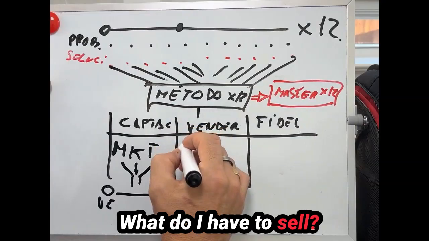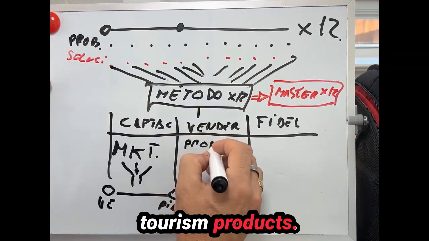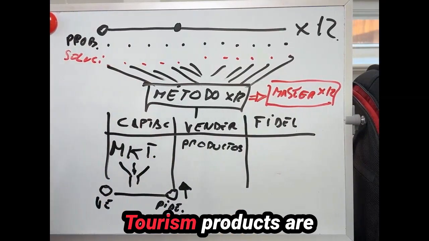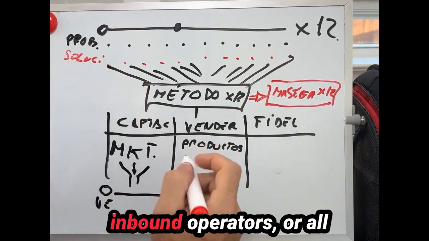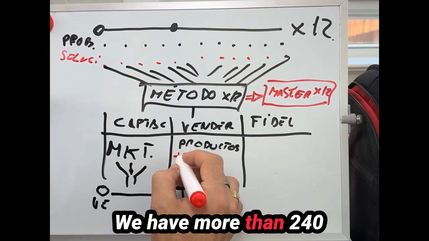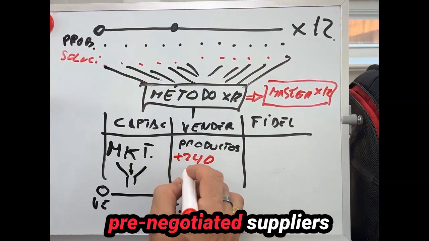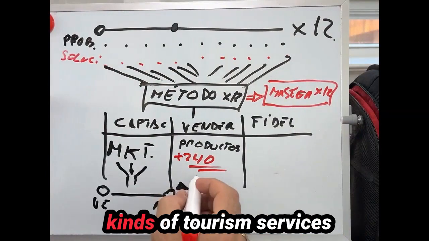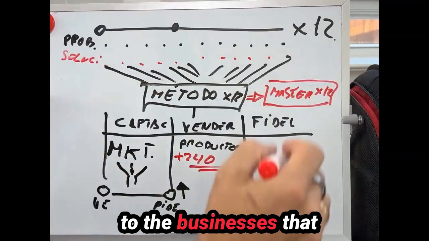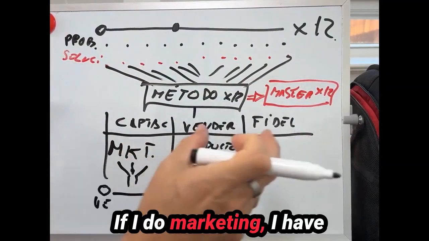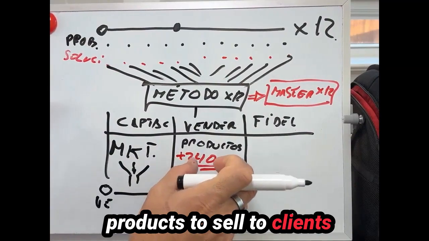What do I have to sell? I'm going to have to sell tourism products. If I don't have products to sell, I can't do anything. Tourism products are provided by wholesalers, inbound operators, or all kinds of tourism companies. We have more than 240 pre-negotiated suppliers in all the countries where we operate to offer all kinds of tourism services to the businesses that are part of the club. If I do marketing, I have products to sell to clients and the tools to do it.